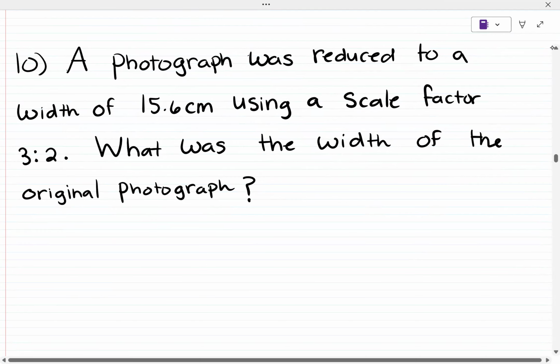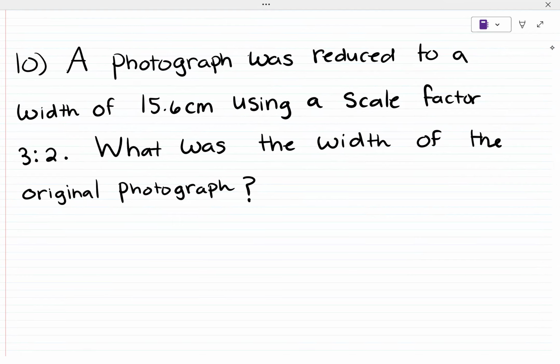Question 10 says, a photograph was reduced to a width of 15.6 centimeters using a scale factor of 3 to 2. What was the width of the original photograph? So the key is when they use the term scale factor, I know I'm going to have to do some kind of proportion. The question says, what was the width of the original photograph? So this is how we're going to set it up. We're going to set it up as a proportion.